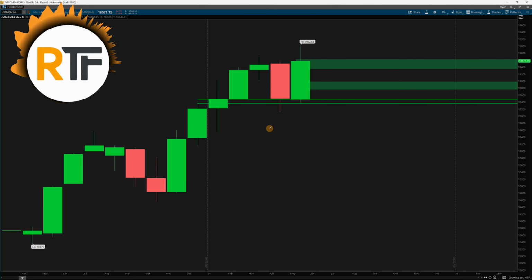Now going to Nasdaq, we have the monthly chart, and there is a small fair value gap right here. Price did wick through it, so it is rebalanced, but you can see the bodies of these monthly candles respecting the upper portion of that fair value gap.